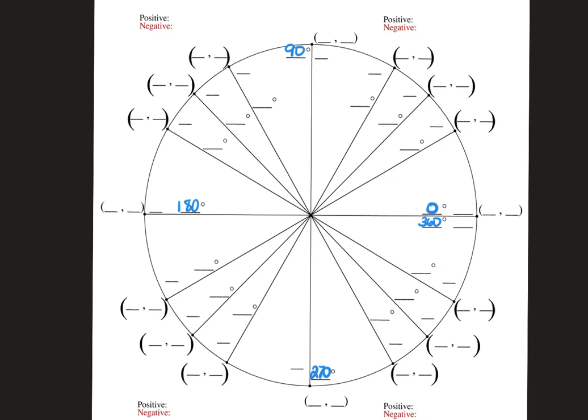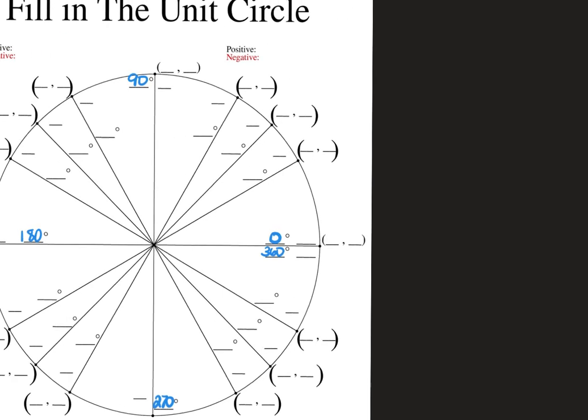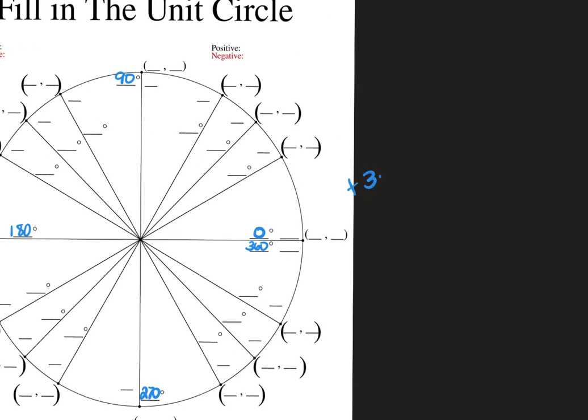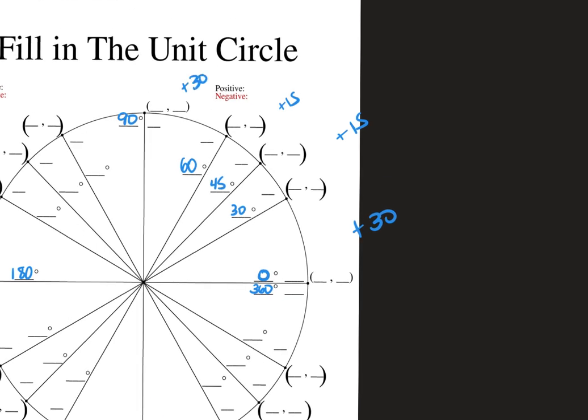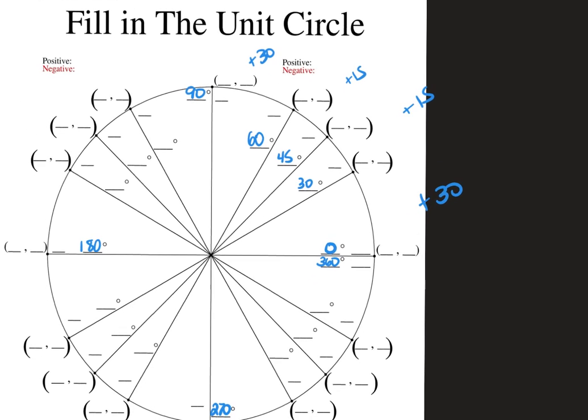Now the pattern for your angles is 30, 15, 15, 30, all the way around. So I'm going to start at 0. I'm going to add 30. I get to 30. I'm going to add 15. I get to 45. I'm going to add 15. I get to 60. I'm going to add 30. And there's my checkpoint because I already filled it in. That's your 90.